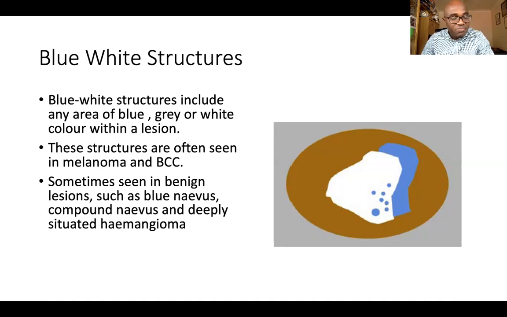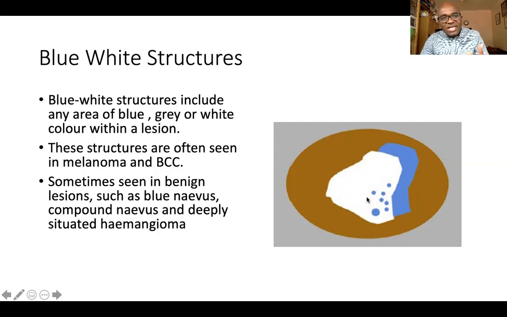Sometimes you can see them in benign lesions, like a blue nevus, where you have a homogeneous blue area, nothing else, because they are quite deep in the dermis and mostly in the reticular dermis. Or very deep hemangiomas in the reticular dermis will also give you kind of a blue tinge, a homogeneous area as well. Or if you have lacunas in a very deep hemangioma, that will also give you some blue-white structure.